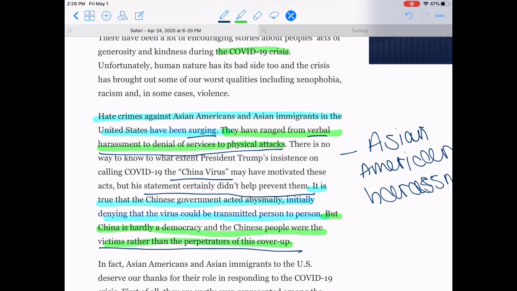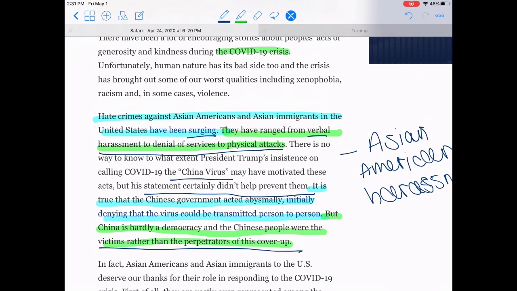they have ranged from verbal harassment to denial of services and then physical attacks. And then our next evidence, talking about how the Chinese people were victims rather than perpetrators, because it applies directly to our claim, and it actually gives examples of physical attacks and denial of services, while also connecting it back to Chinese people themselves and how they are the victims in this case, and how we shouldn't be framing them as the people who were in charge of this COVID crisis.